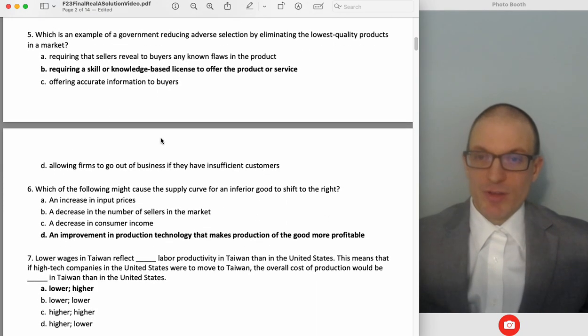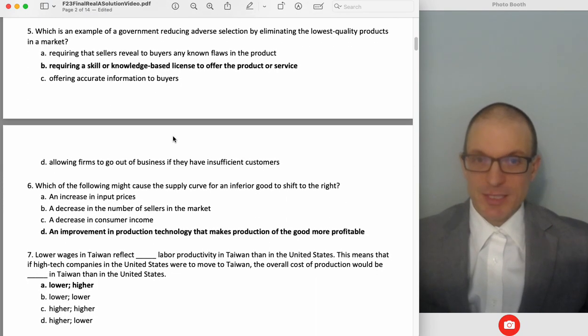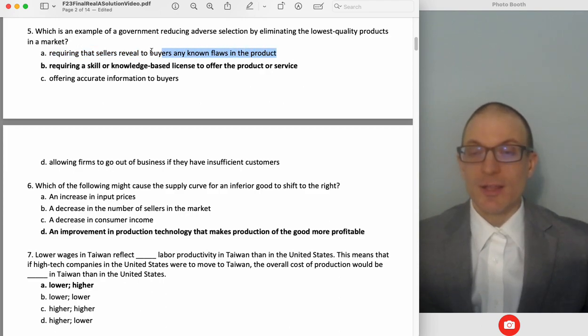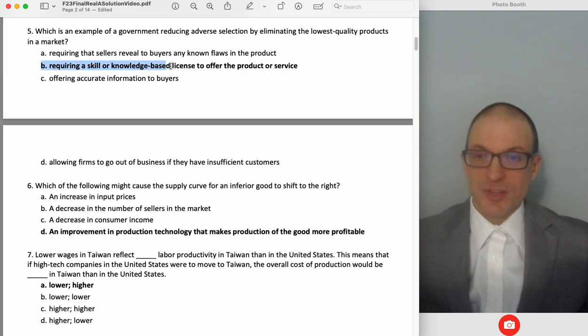Which is an example of government reducing adverse selection by eliminating the lowest quality products in the market. So requiring sellers reveal to buyers any known flaws. This is something government can do, and it reduces adverse selection, but this is via mandating the release of information. So requiring a skill or knowledge-based license to offer the product or service, sure, yeah, that will do it. This will eliminate the lowest quality products in the market.